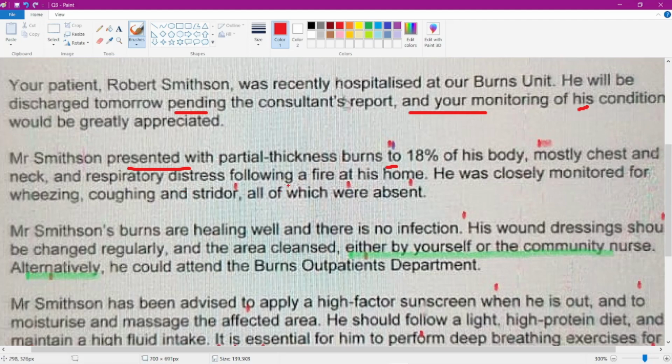Reason, how they mention it: following a fire at his home. He was closely monitored for all of which were absent. If you want, you can just avoid this, because there will definitely be relevant important points. He was closely monitored for missing all those points.